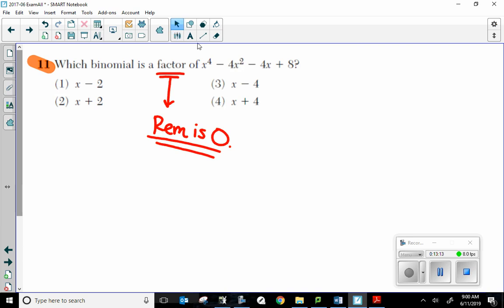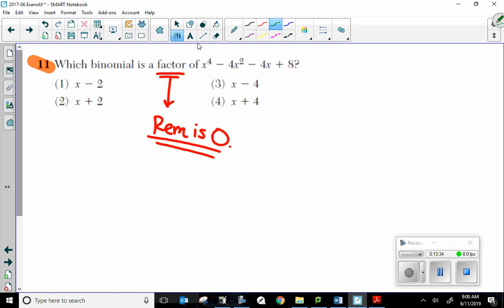Please, please, please, if this were a short answer problem, obviously it wouldn't be worded like this, which binomial. It would be different. And they ask you about the remainder being or something being a factor. Don't say there is no remainder. Okay, there is a remainder. It's 0. All right?